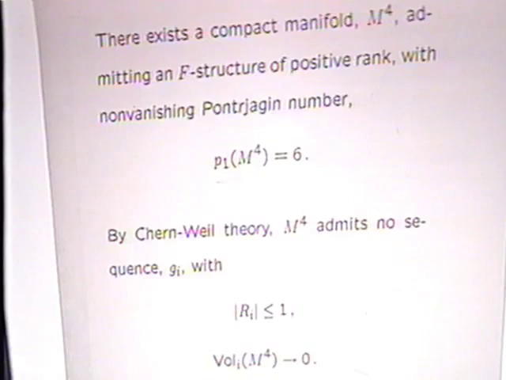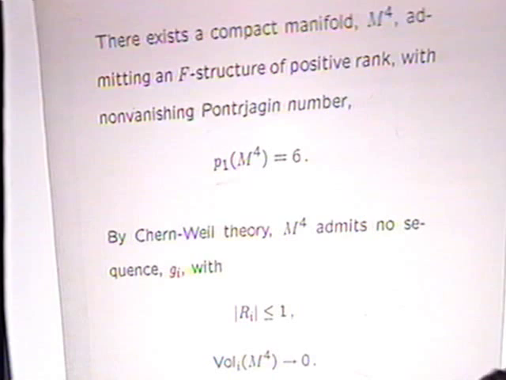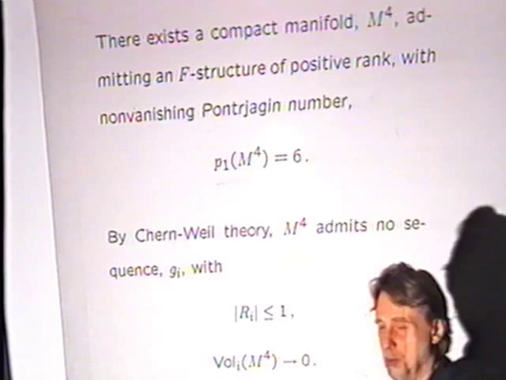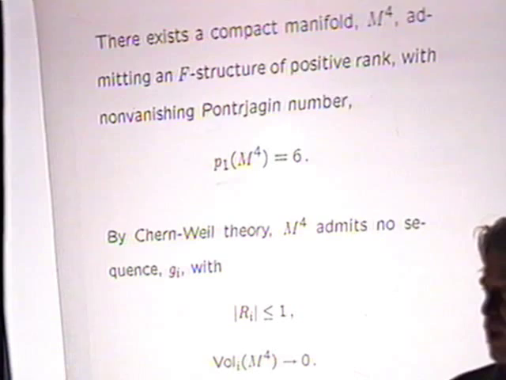Put otherwise, if I have a metric, there's a differential form representing this P1, which is a polynomial in curvature times the volume form. So if the curvature is bounded and the global volume goes to zero, this integral will go to zero. This topological invariant would have to be zero. Now, if it's not zero, let's say it's fixed.